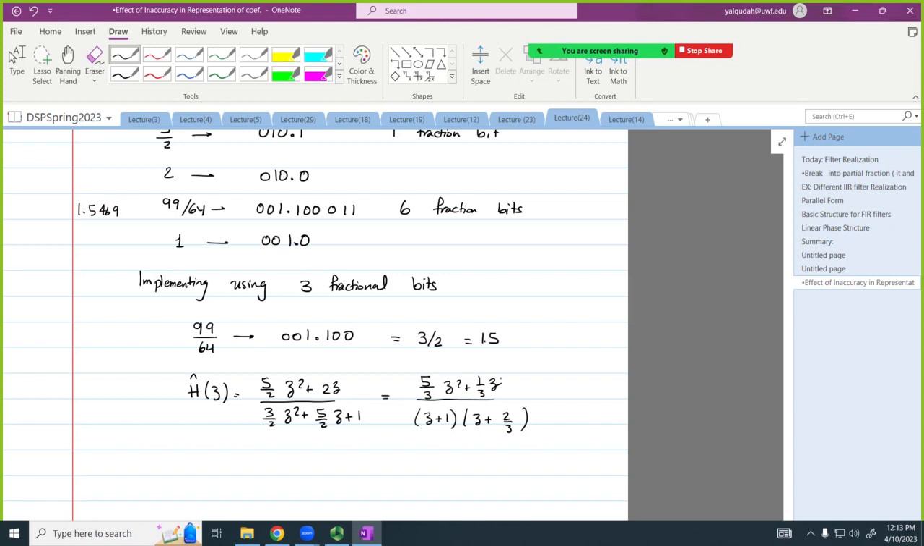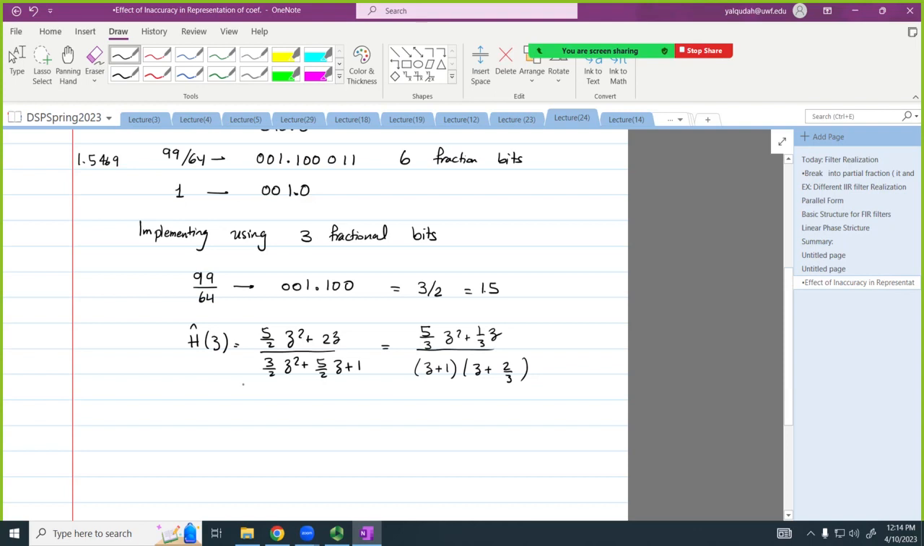Okay. What happened here? Multiplying by 2/3, all of a sudden the poles are at z equal to -1 and -2 over 3. -2 over 3 is fine, but this pole is on the unit circle, which means the system is unstable.